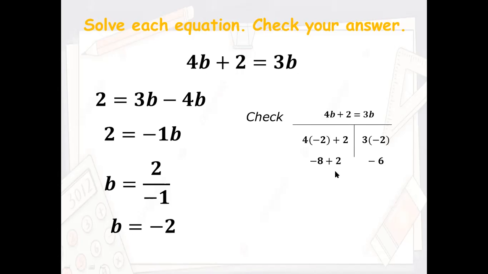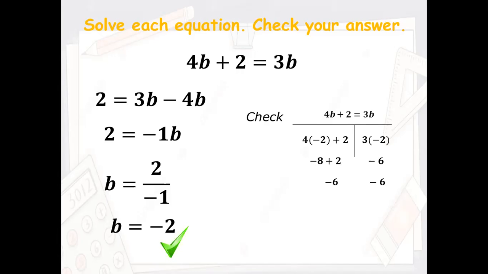So negative 8 plus 2 will give you a negative 6, right? Because you're subtracting them, and you will choose the sign which the bigger number has. So it's going to be 8 minus 2 is 6, and then the greater number, which is 8, has a negative sign, so we include that in the answer as well. So both sides of the equation have negative 6, which means b equals negative 2 is the correct answer.